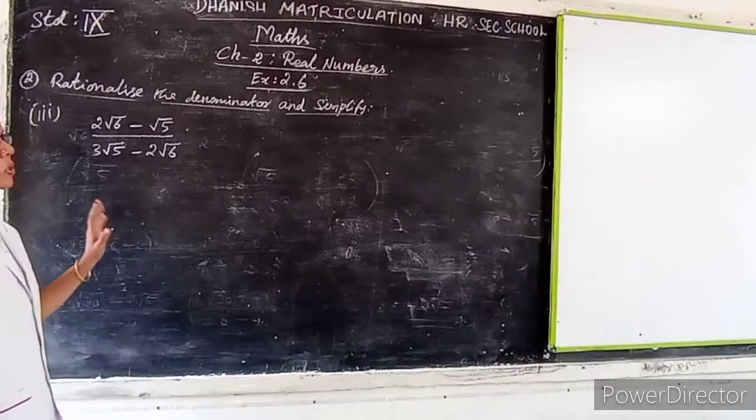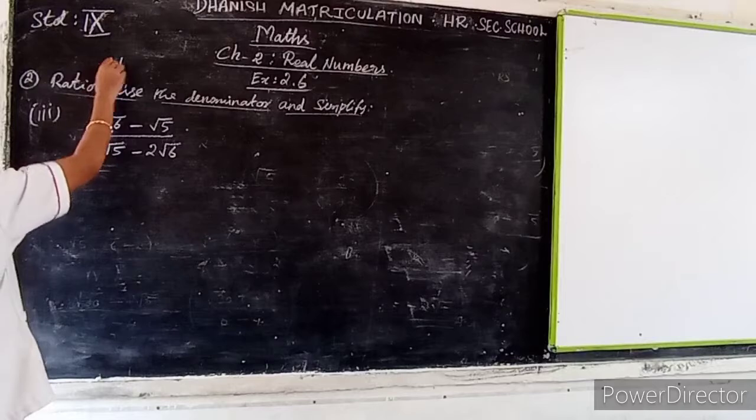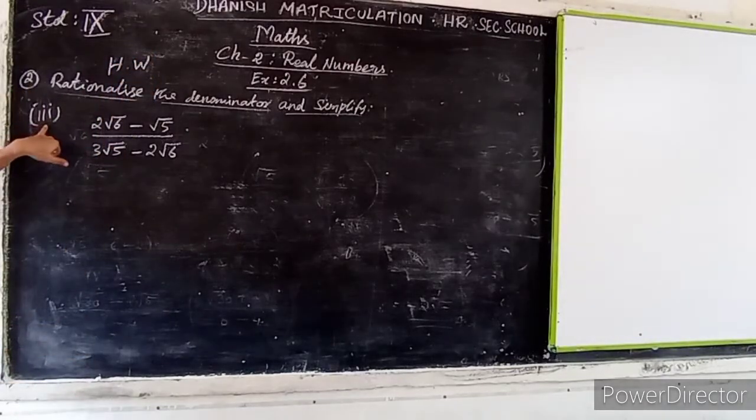Students, copy down these worked-out sums in your classwork notebooks, and the homework sum is the second question, third subdivision.